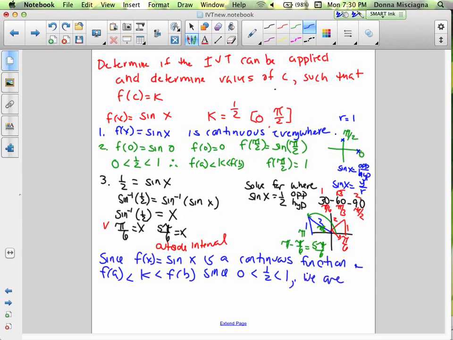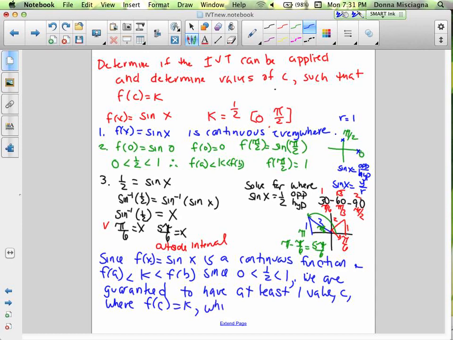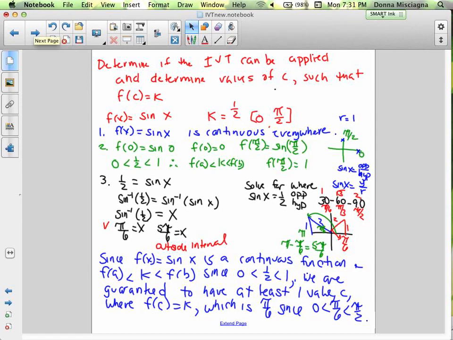We are guaranteed to have at least one value c where f of c equals k, which, I'm going to make this one sentence, which is pi over 6, since 0 is less than pi over 6 is less than pi over 2. There we go. Very well stated here, every single part.